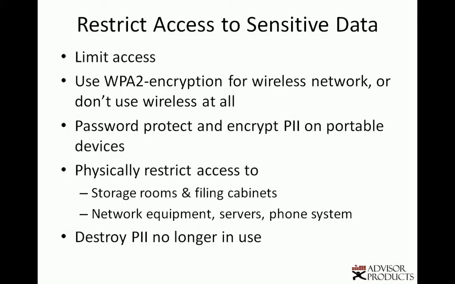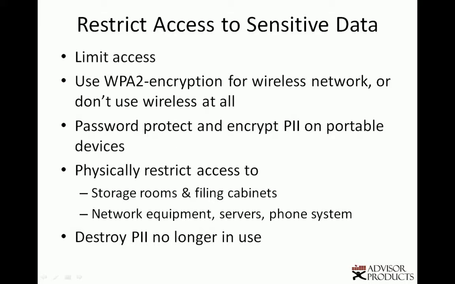If you have a wireless network in your office, make sure that you're using WPA2 encryption. Other methods of encryption of wireless networks are just too easy to circumvent. And an even better tip is, if you don't have to, don't use wireless access at all. That's the best way to avoid having it compromised.